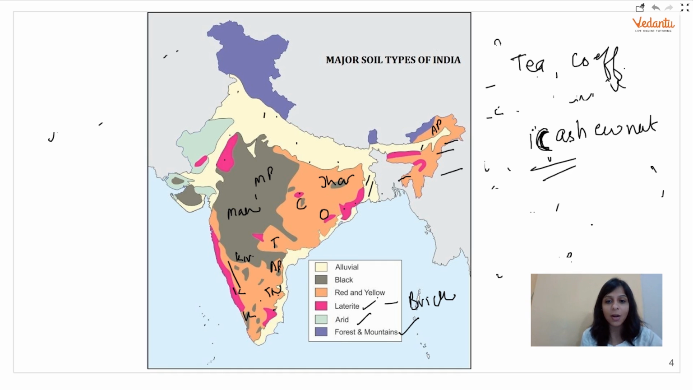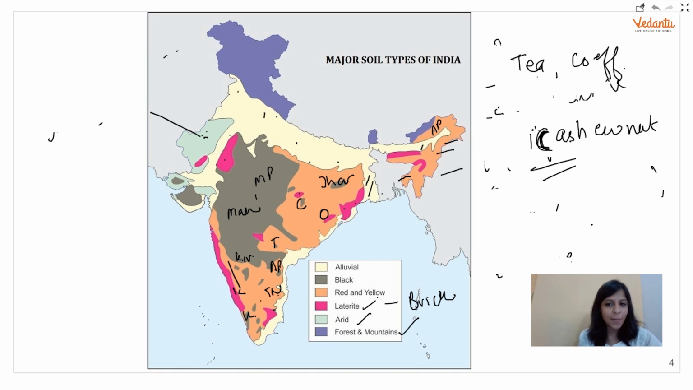And now we're going to talk about the arid soil. Arid soil is right here in Rajasthan. This is the only area that has high temperature and a high rate of evaporation. This soil is saline in nature, and very silty in its texture.